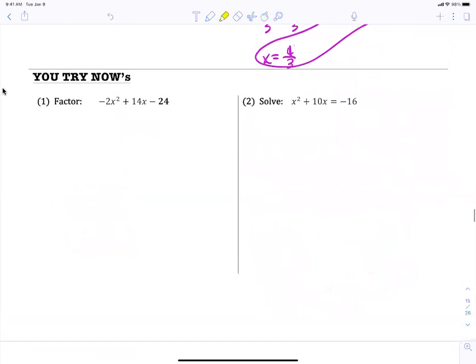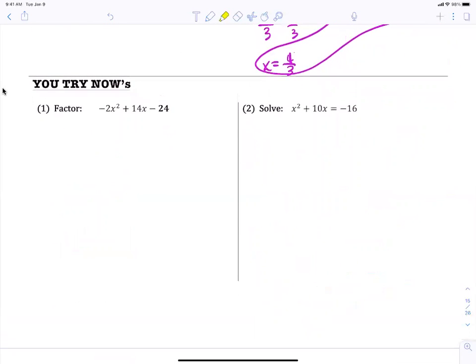So now's a perfect time if you want to give the two you-try-nows at the bottom a try. We will go over these in class.